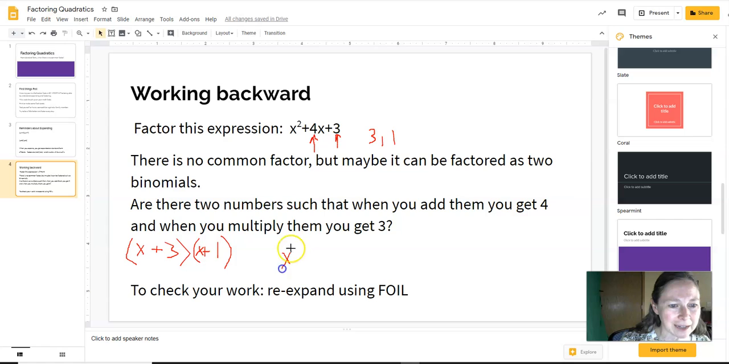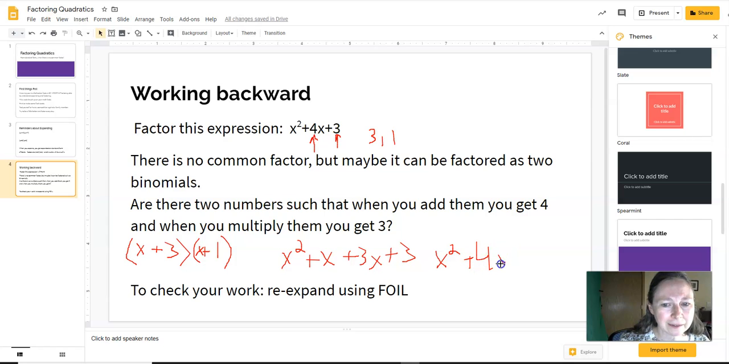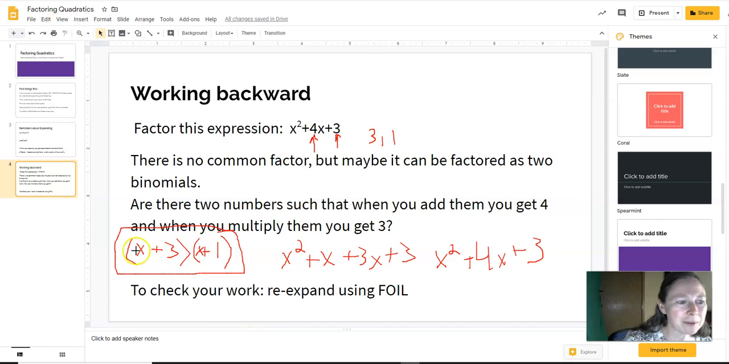x times x is x squared. 1 times x is just x. 3 times x is 3x. And then 3 times 1 is 3. Combine your like terms and you get x squared plus 4x plus 3. So you can see that this factoring was correct, and I double checked it by using the FOIL method to make sure. So that is what we'll be doing in our next set of activities.